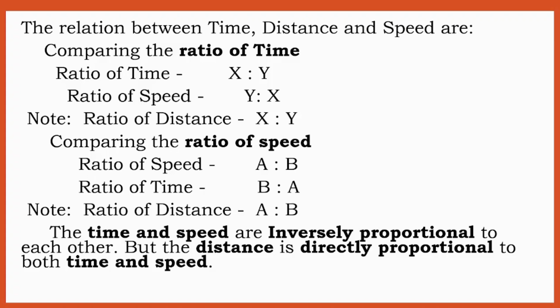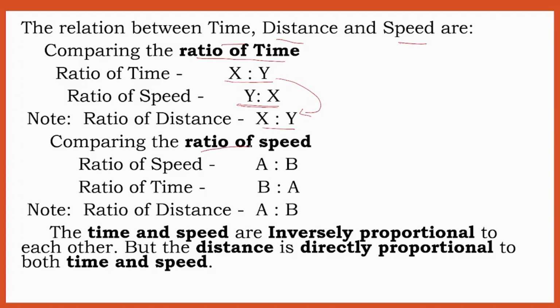Here we are discussing the relation between time, distance and speed. So let us see the comparing of the ratio of time with the others. If the ratio of time is x is to y, then the ratio of speed will be the opposite, that is y is to x. But the ratio of distance is the same as the time, x is to y.